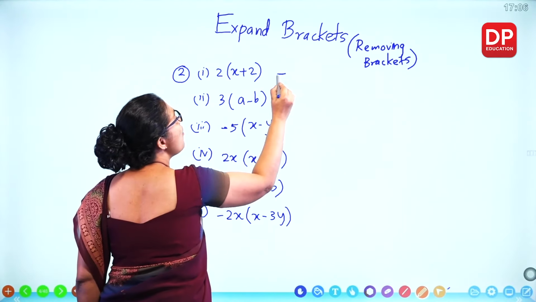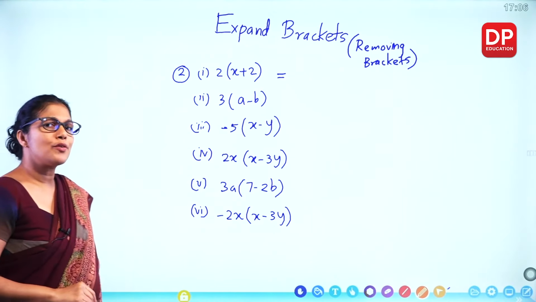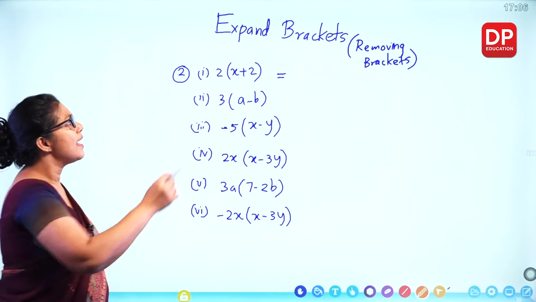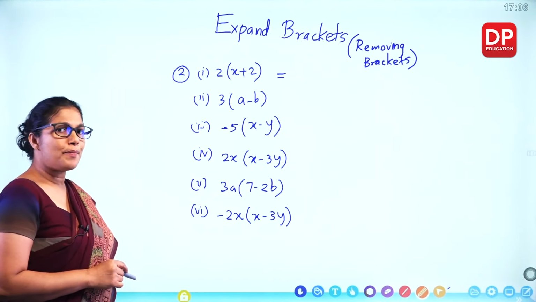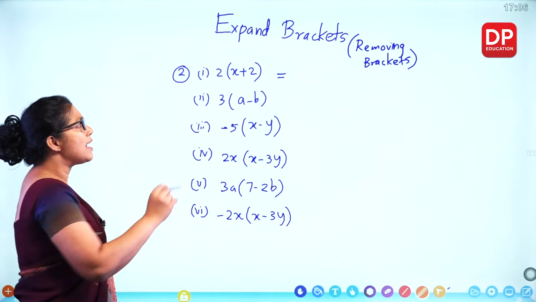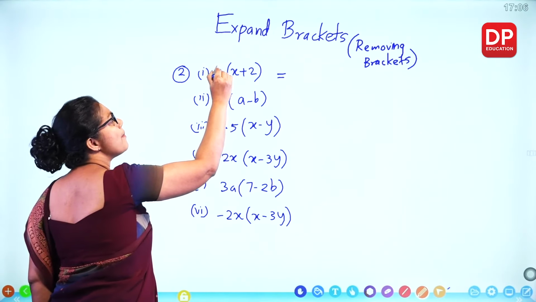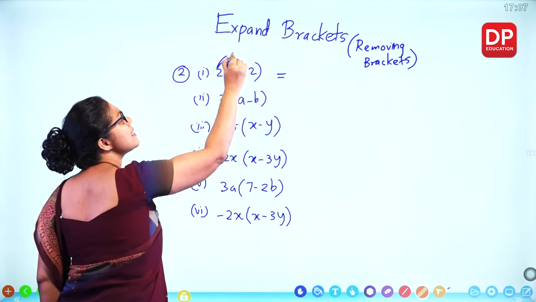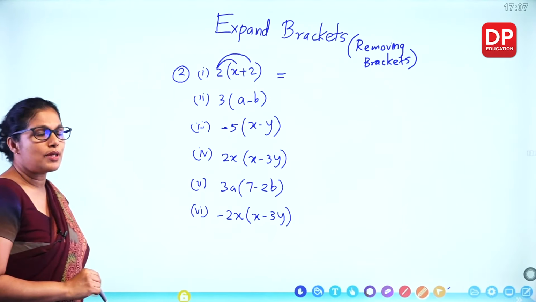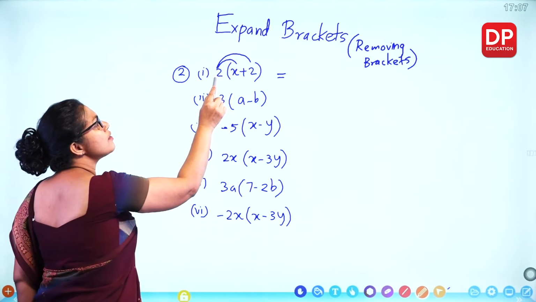Now we'll see how we can remove the brackets. So what's the rule when you are multiplying like this? There's a number in front of the bracket, so you have to multiply this number with all these numbers inside. That's the rule.